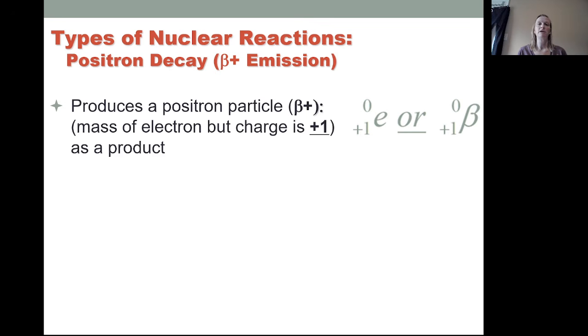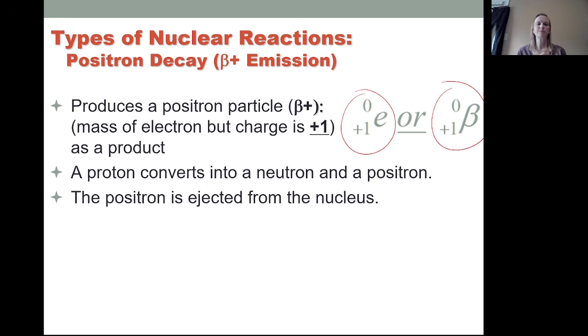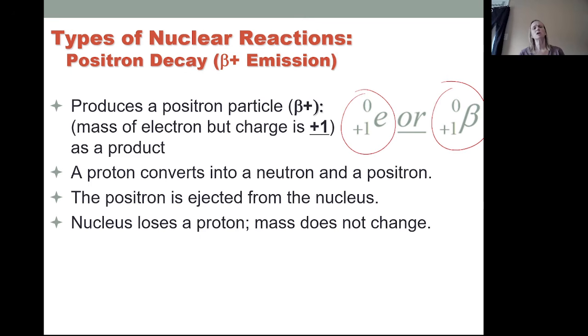In positron emission, a positron particle is emitted in the nuclear reaction. And remember what positrons are. This particle is emitted when a proton is converted into a neutron, and a positron is released as a high energy particle that's ejected from the nucleus. The result of this positron being emitted is that the nucleus loses a proton, but the overall mass does not change. So here's an example from a nuclear reaction.